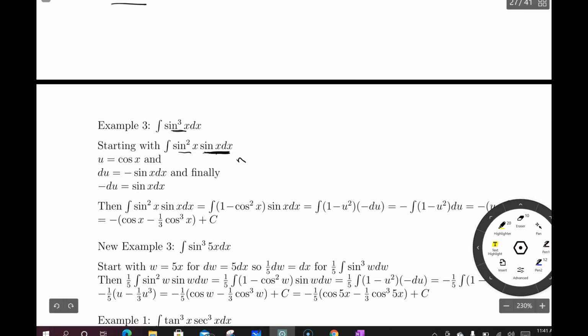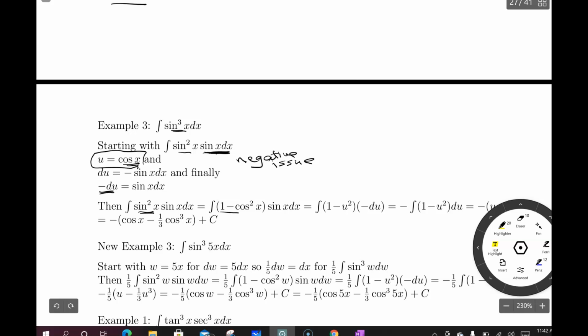And so this is what I call the negative issue. In case you needed to be reminded, negative issue. So I'm going to let u equal cosine. The derivative is negative sine, and I'm pulling the negative on the outside. So I want u equal cosine to work.